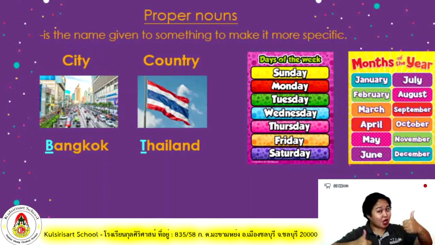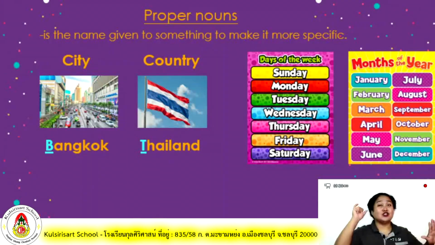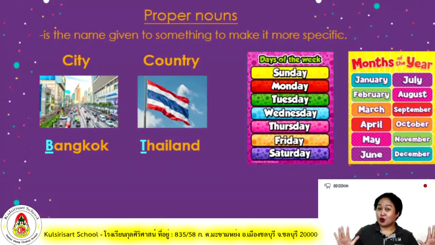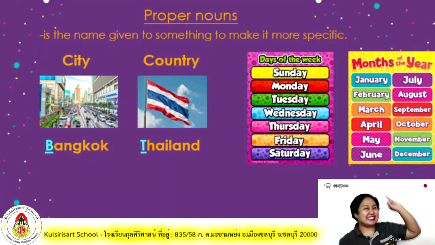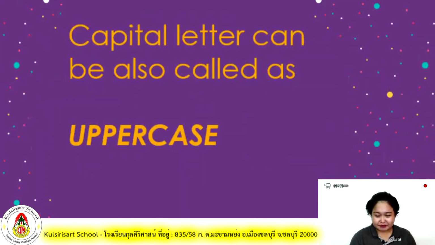Can you recite them alone? Let's start with January. Very good. July. And December. Very good. Good job. Next. Now, a little trivia.